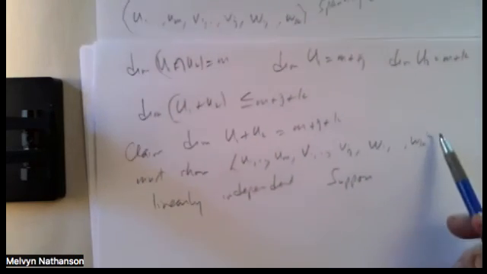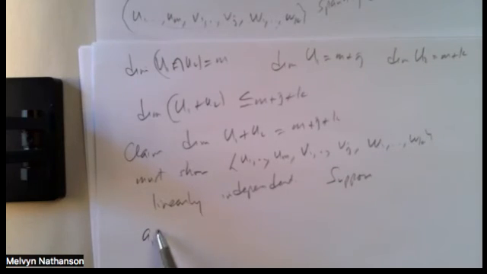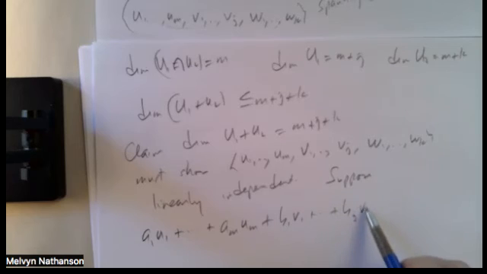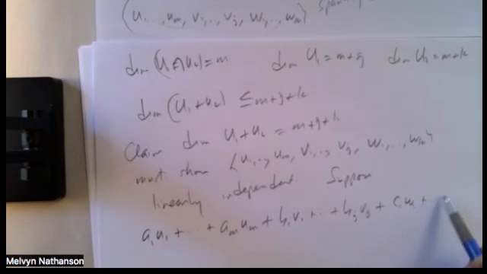So suppose we have some linear combination of these vectors equal to 0: a1 u1 plus up to am um, plus b1 v1 up to bj vj, plus c1 w1 up to ck wk equals 0.